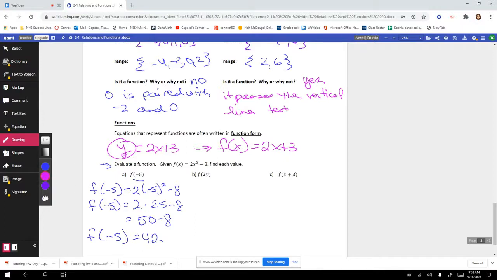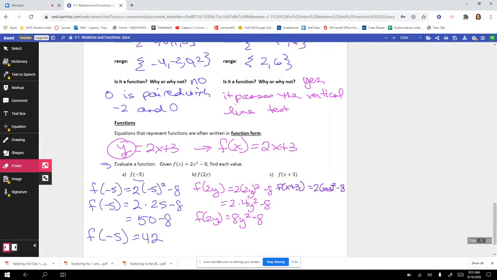Let's look at the next one. This time I have f of 2y. So let's see what happens there. I have f of 2y is equal to 2 times (2y) squared minus 8. So 2 times (2y) squared is 2 times 4y squared, which is 8y squared, minus 8. So f of 2y is equal to 8y squared minus 8.